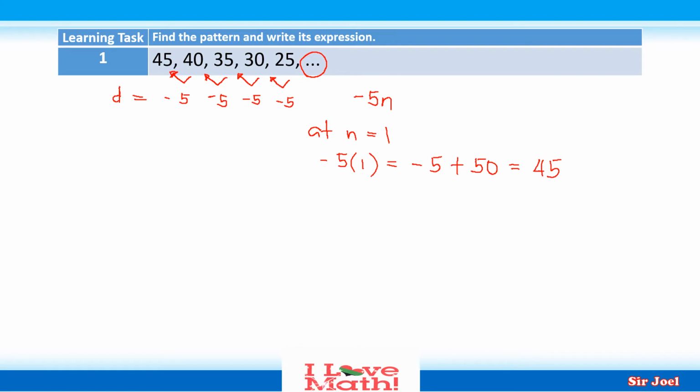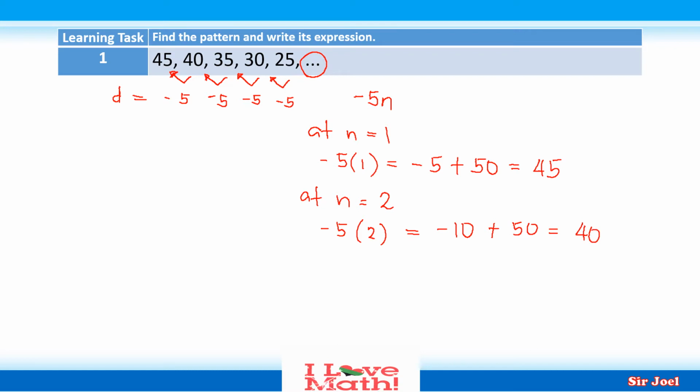Okay? Next, at n equals 2, okay? So, at n equals 2 ay negative 5 times 2. Dapat ang second term na lalabas ay 40. Pero meron tayong negative 10, kasi negative 5 times 2 is negative 10. At para maging 40, plus 50. So, the answer is 40.